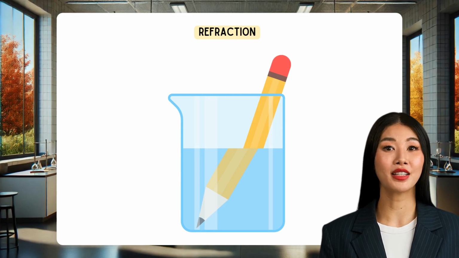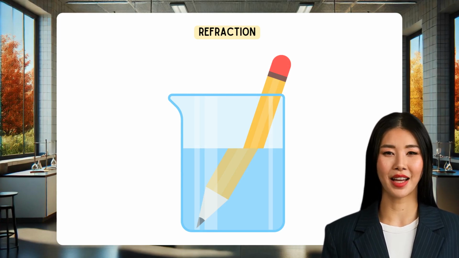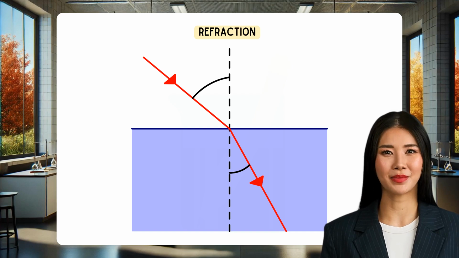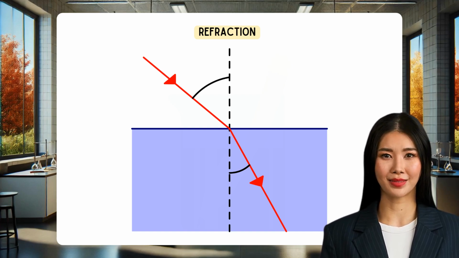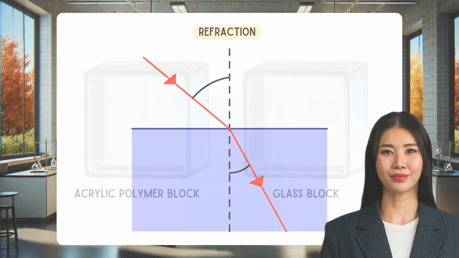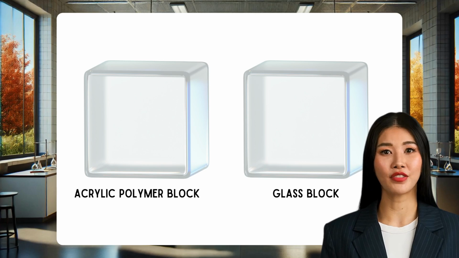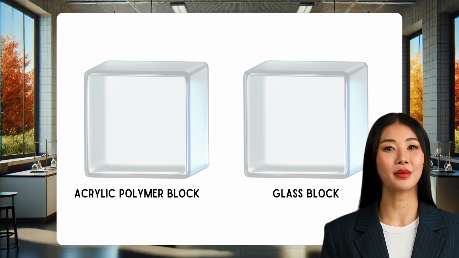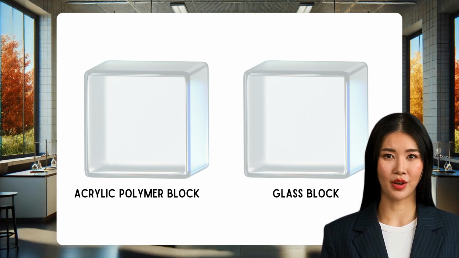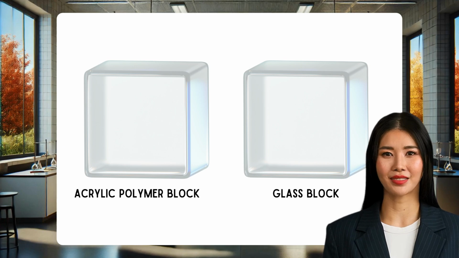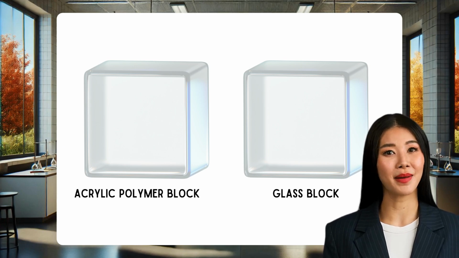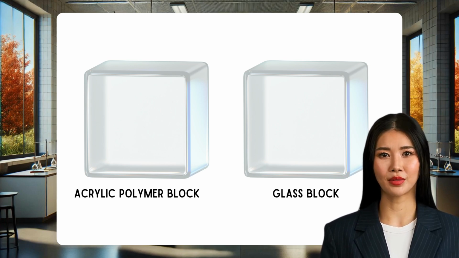But what about when light travels from one material to another, like from air into water or glass? That's refraction, and in this experiment, we'll investigate how light bends when it passes through different substances. We'll be working with two different types of blocks today, an acrylic polymer block and a glass block. Through this experiment, you'll not only see reflection and refraction in action, but you'll also measure and compare the angles to see these laws at work.